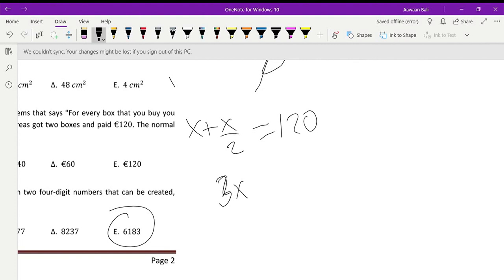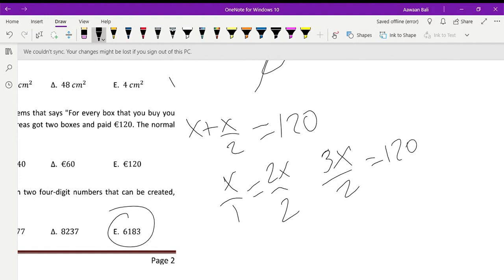We can basically say that x is x upon 1 already. Every whole number has a denominator of 1 in fractions. So when we're making it into a denominator of 2, like an LCM, we can just multiply both sides by 2 and then add them together. So we know 3x upon 2 is equal to 120.